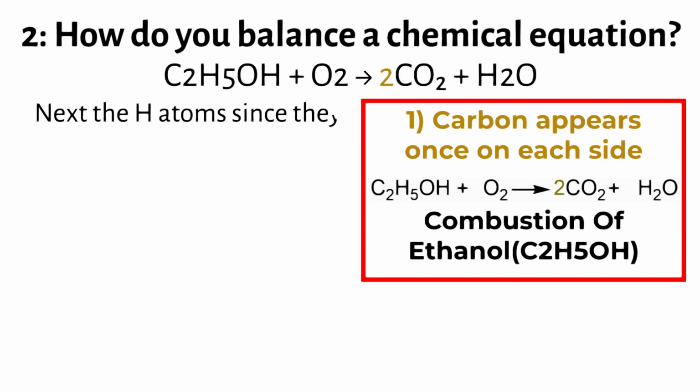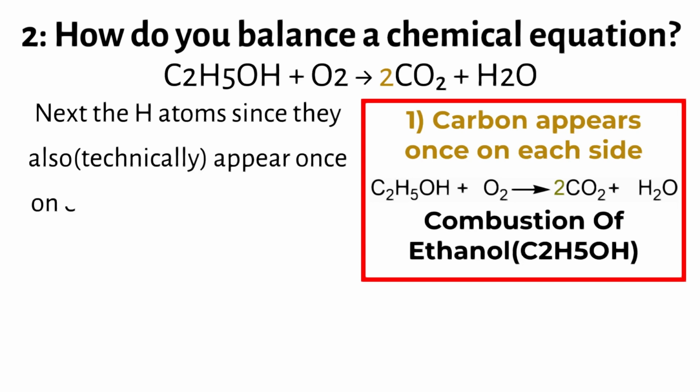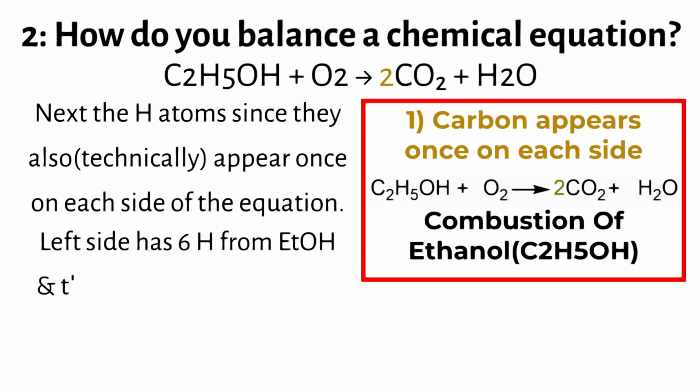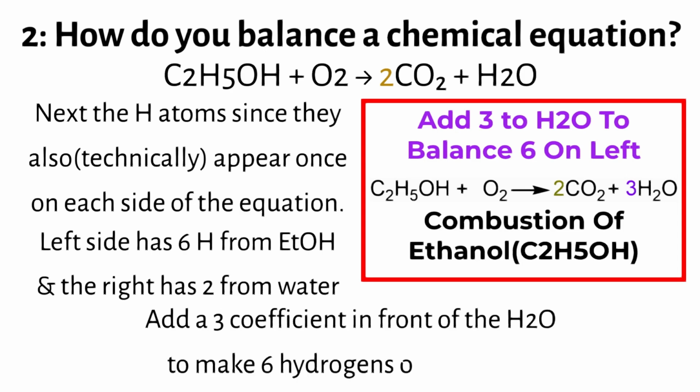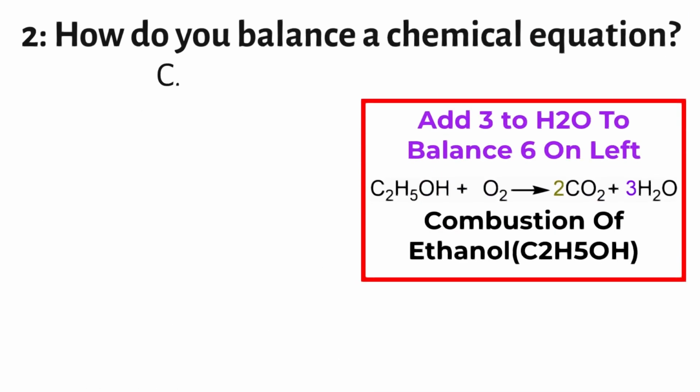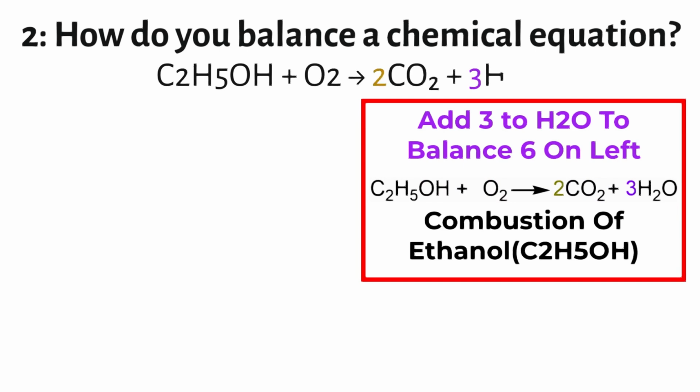Next, the hydrogen atoms, since they also technically appear once on each side of the equation. The left side has 6 hydrogens from ethanol and the right has 2 from water, so you must add a 3 coefficient in front of the H2O to make 6 hydrogens on each side and get C2H5OH plus O2 going to 2CO2 plus 3H2O. Lastly, the oxygen atoms.